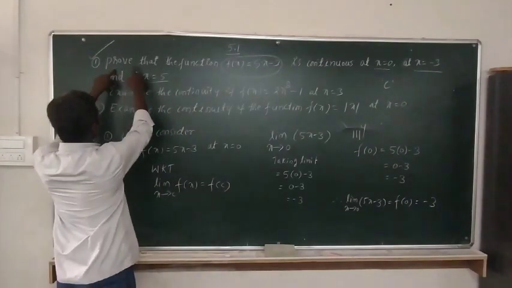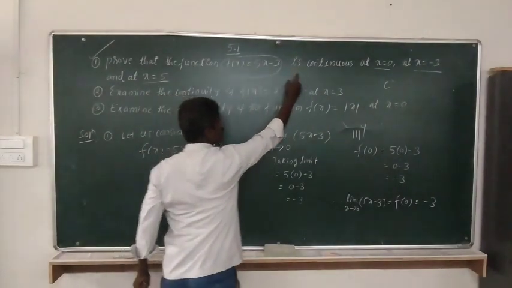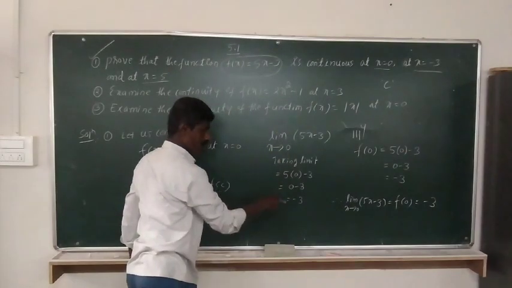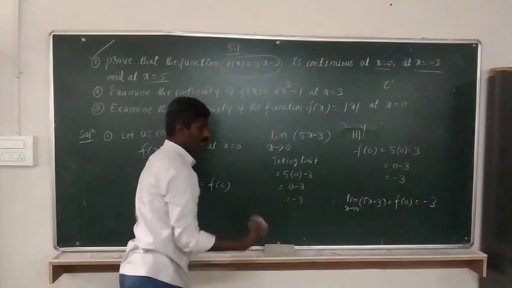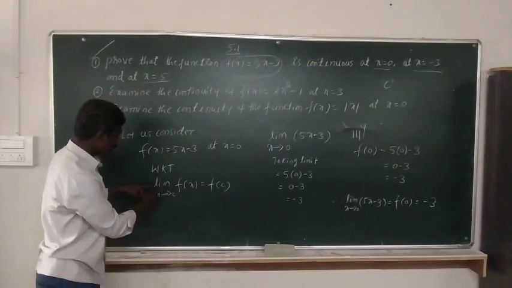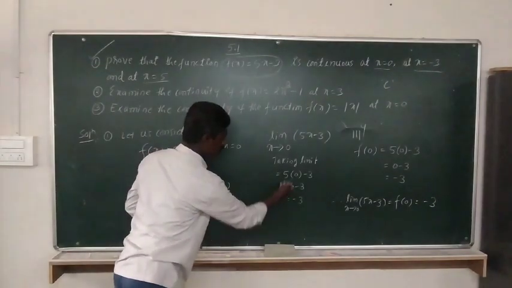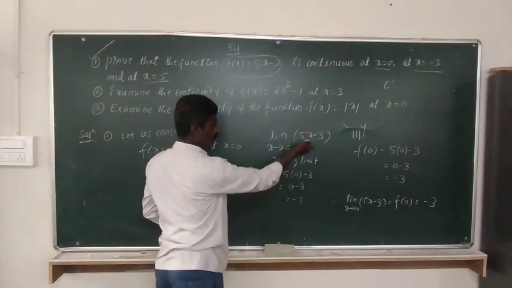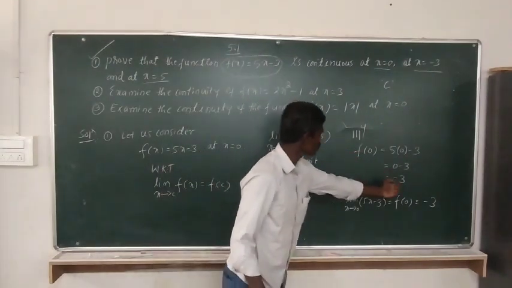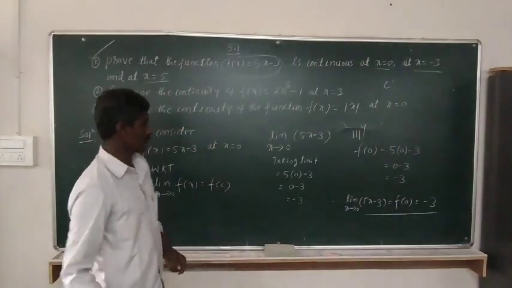What they asked? Prove that the function f of x equals 5x minus 3 is continuous at x equals 0. So, we proved it here. How can we say that the function is continuous? Because according to the formula, limit as x tends to c of f of x equals f of c. This condition is satisfied here because limit as x tends to 0 of 5x minus 3 gives the value minus 3. Similarly, f of 0 is equal to minus 3. Hence, the condition is satisfied. Hence, the function is continuous.